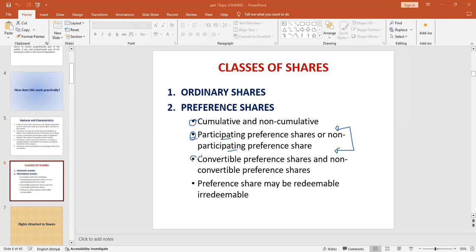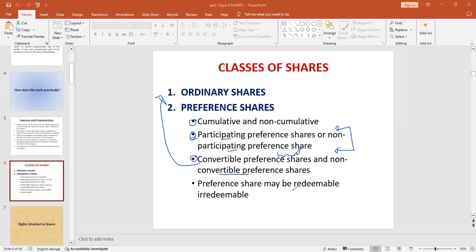And then you have convertible. So convertible preference shares simply means we can convert them to other stock options. Like you can convert them into bonds or debentures if you like. You can convert preference into ordinary. You can convert them into options, swaps, whatever, other financial instruments that will depend on the nature of the contract. Or they can be non-convertible, so you can't convert; you stick with them.